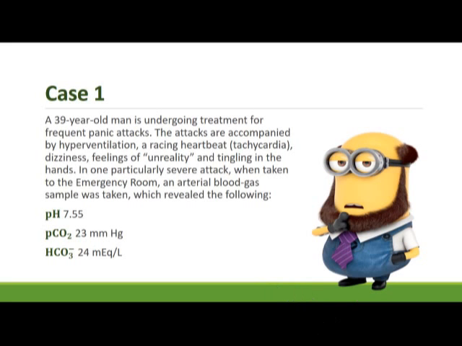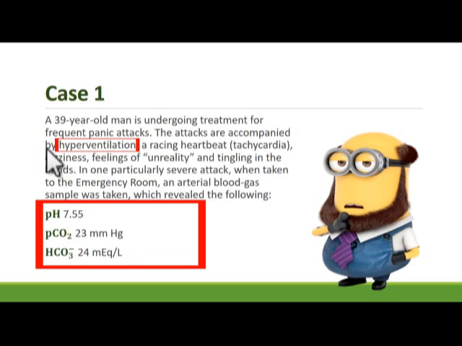Let's start case number 1. I want you to go ahead and pause the video before I release the answer, so you can quiz yourselves. This patient has hyperventilation. The first step, look at the pH. Is it higher than normal? So it is alkalosis.